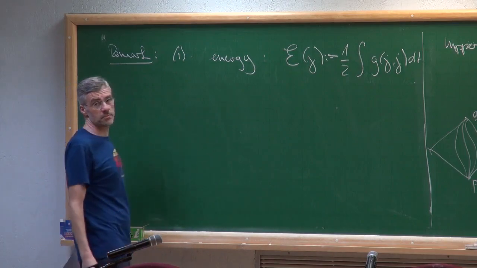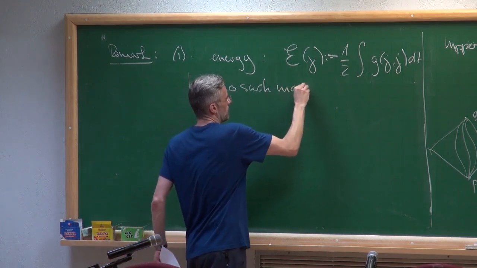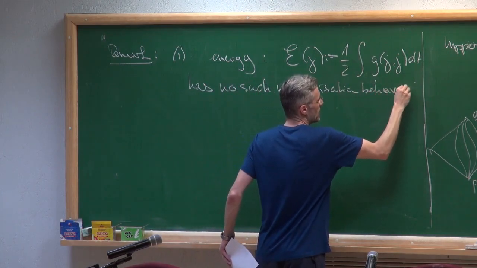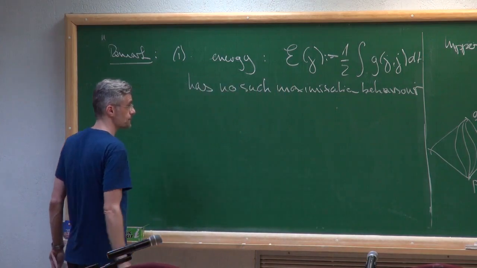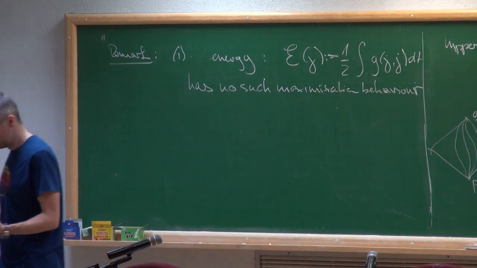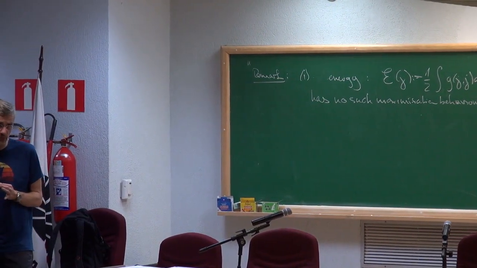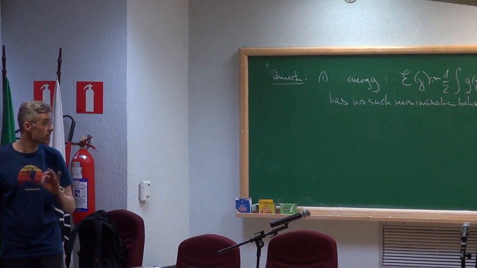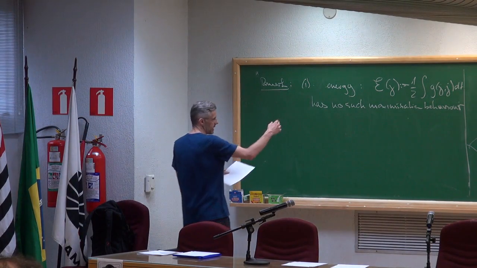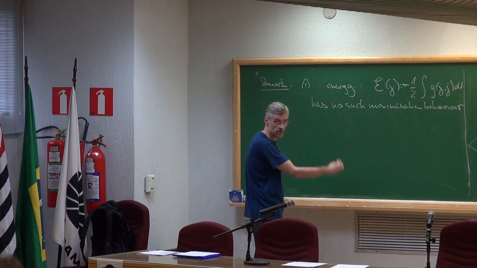has no such maximization behavior, even in the globally hyperbolic case. It is unbounded in both directions, which you can actually see. You can either slow a curve down to make the energy almost disappear, or you can make it very fast to make the energy explode. So there's no meaningful way to bound the energy, even for causally related points and causal curves.